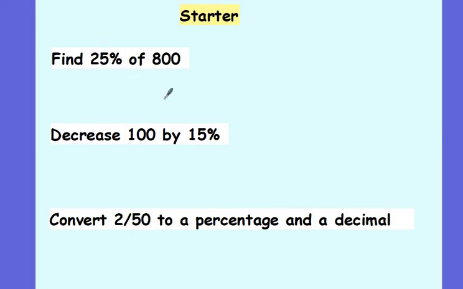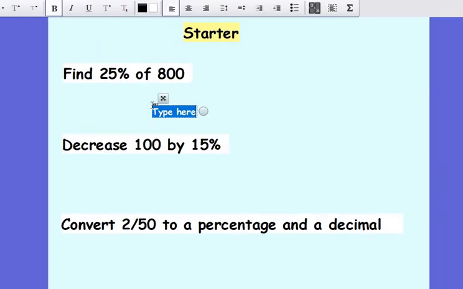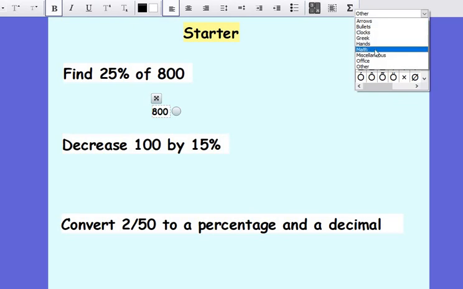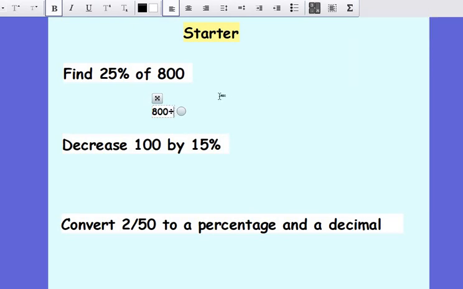To find 25% of 800, I need to do 800 and I need to divide that by what, Bradley? Divide it by 4. 800 divided by 4 gives me 200. If I want to decrease 100 by 15%, I can start off by working out what 10% of 100 is. Henry, what's 10% of 100? 10. Lovely, I've divided it by 10.